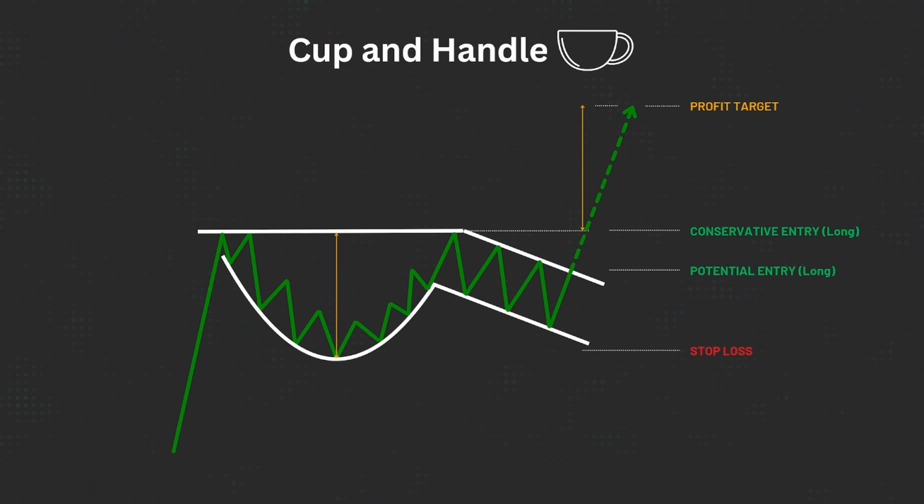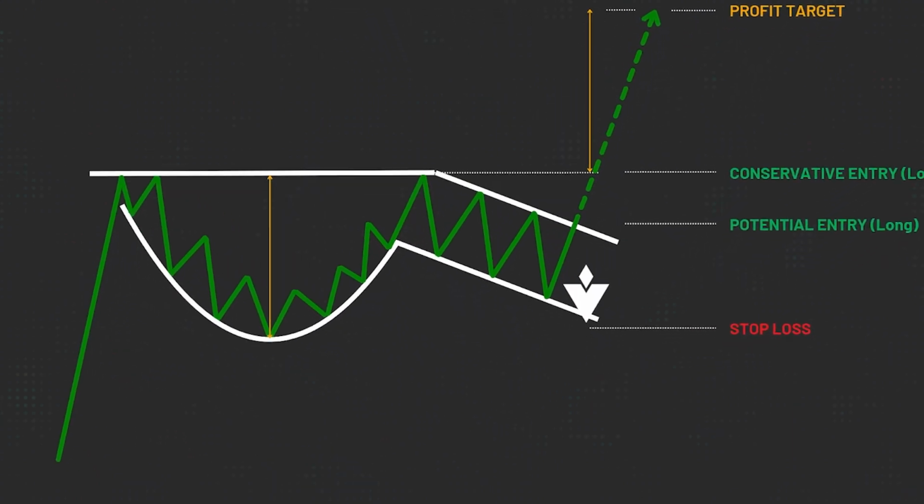The first possible entry trade is going long after the price breaks and closes above the upper trend line or the resistance of the handle. A more conservative entry trade is going long after the price breaks and closes above the resistance or the neckline formed at the top of the cup pattern. Profit taking is usually set at a zone equal to the depth of the cup. For managing risk, the optimal stop loss would be just below the lower trend line of the handle.